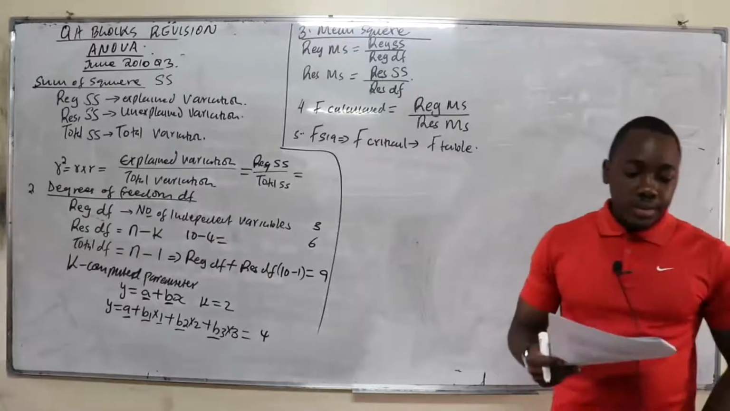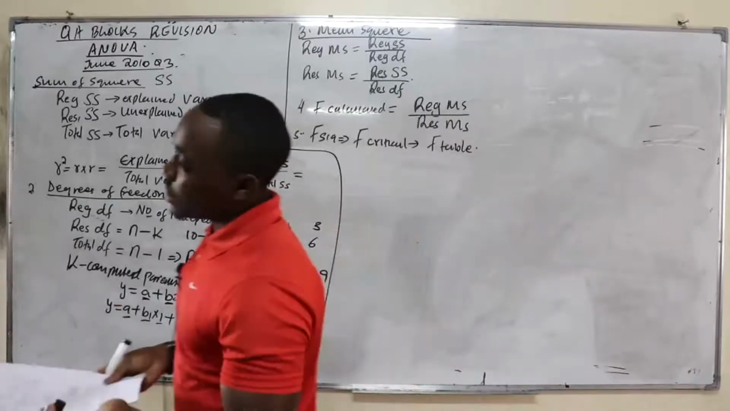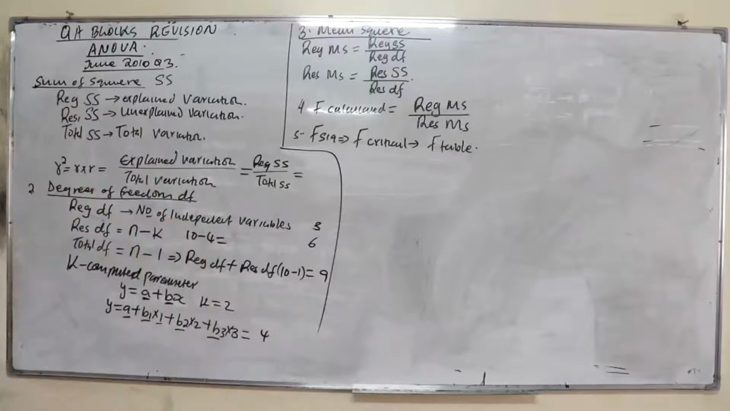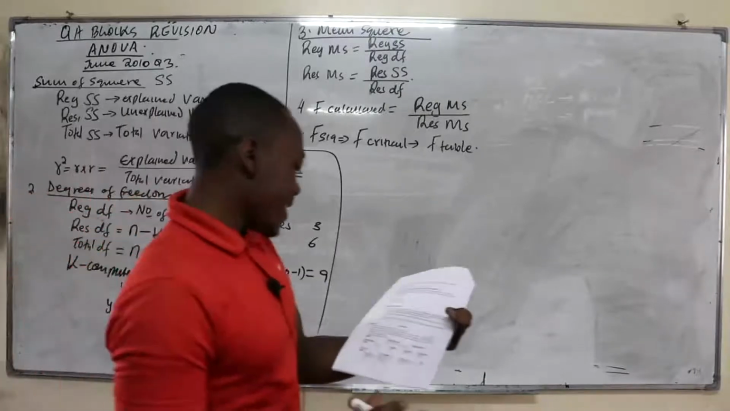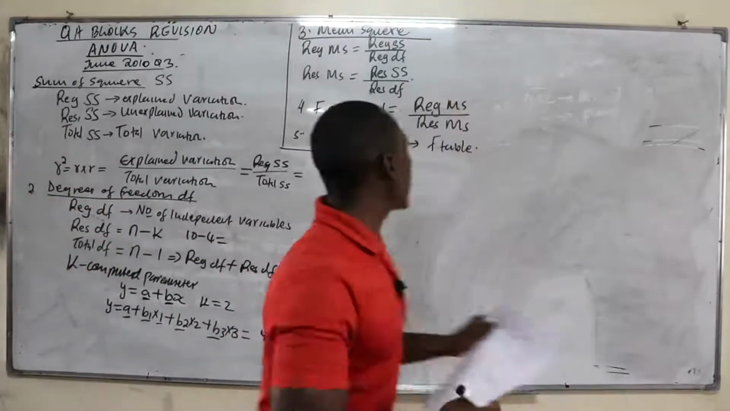Good. I have not said you go to the past paper. We'll come to that. Are we through now with the analysis of variance table? Let's go to the other table. Table number 4, the coefficient table.